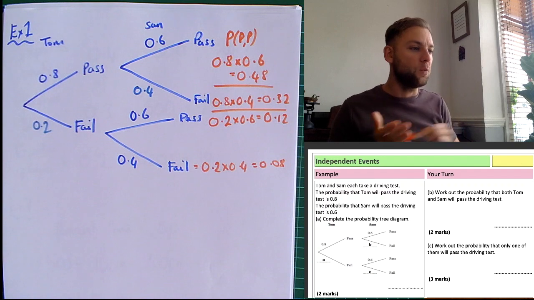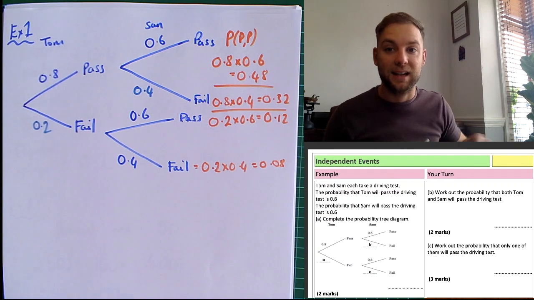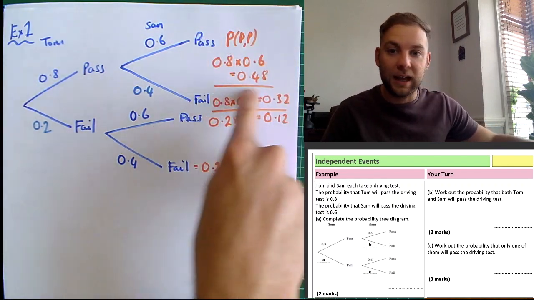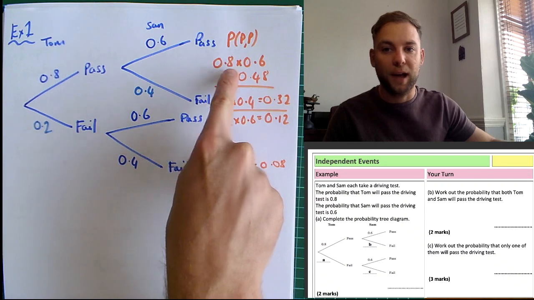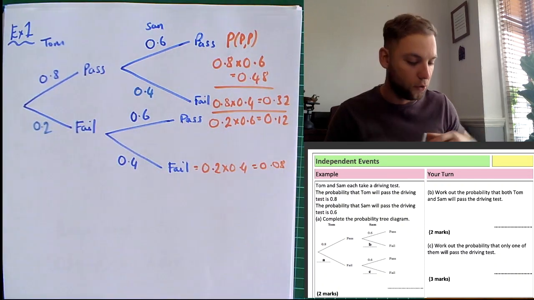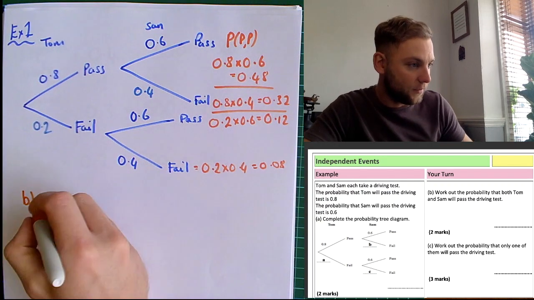So part B says, work out the probability that both Tom and Sam will pass the test. Well, we've already worked that out, haven't we, here? So the probability that Tom will pass and Sam will pass is 0.8 times by 0.6, which is equal to 0.48. So part B, and you can write it like this if you want.